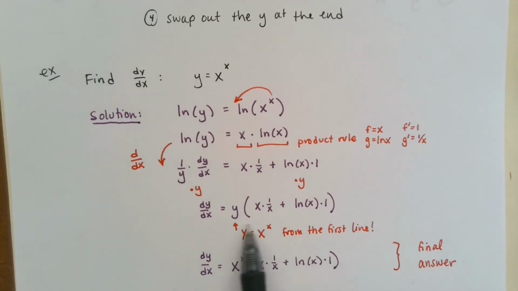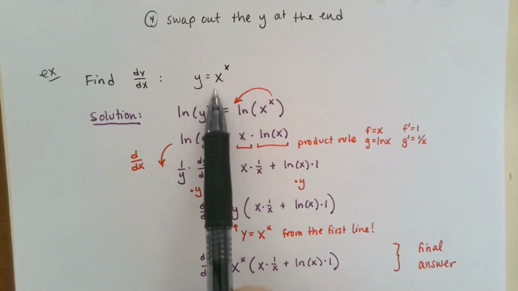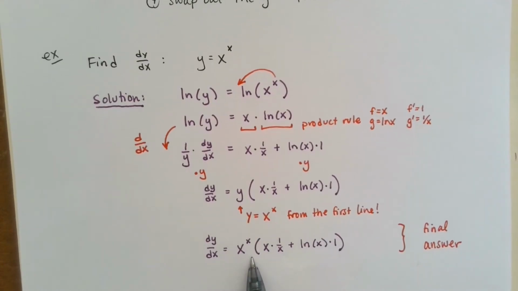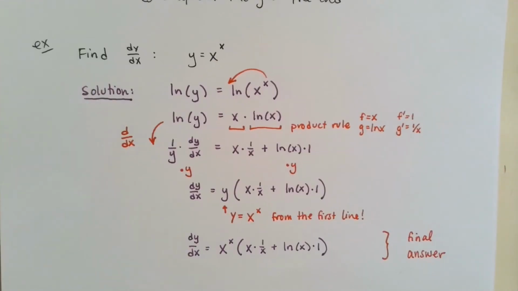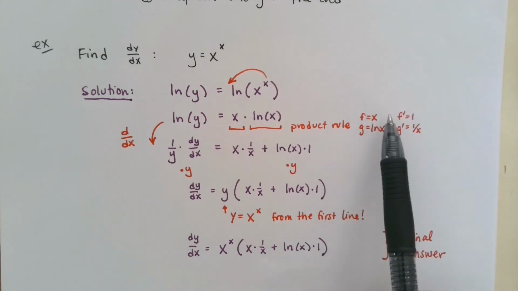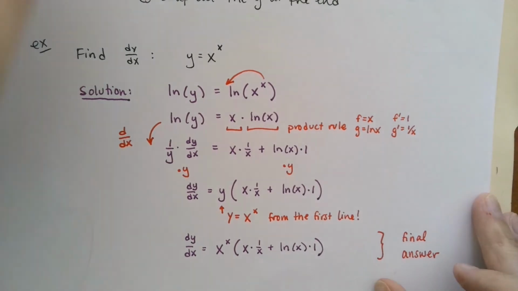So instead of leaving y here, we use this original relationship, and we just plug in x to the x instead of y. So we just put x to the x in that spot times the same stuff, and we're good to go. So it's a lot of steps to remember, but always come back to this x to the x example and use it as your roadmap, because the steps will be really consistent. The only thing that'll really change is what you're dealing with in your product rule here, and what these derivatives end up being. All right, so now we'll focus on our examples.